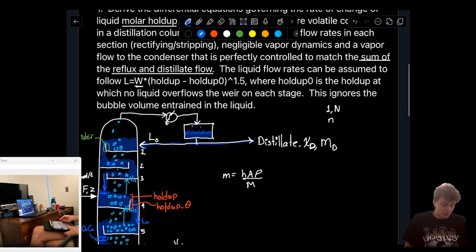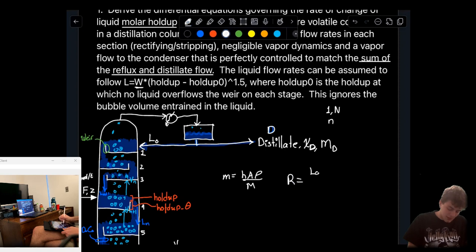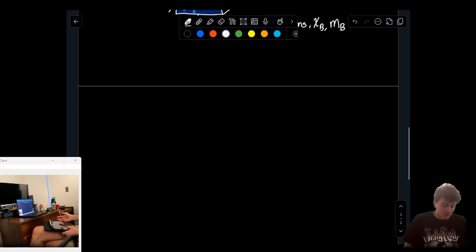And the vapor flow to the condenser is perfectly controlled to match the sum of the reflux and distillate flow. All that means is that as soon as we start cranking that knob to turn up the reflux ratio, with distillate D here, our reflux ratio, we're just going to go ahead and define as L naught over D. Okay. I think that's all we really got to say about the assumptions we're making with this system. Maybe I'll remember a couple more as I start to derive these equations.